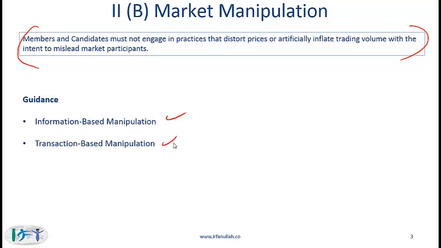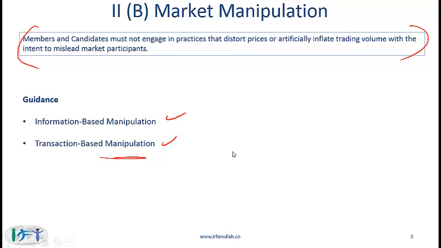Transaction-based manipulation is where transactions are taking place in order to artificially show that a security is more liquid than it actually is. When market participants perceive a security to be more liquid, that has a positive impact on the price. But obviously, if that liquidity is artificial, then that would be an example of market manipulation. And I'll give you a simple scenario of how this might happen.